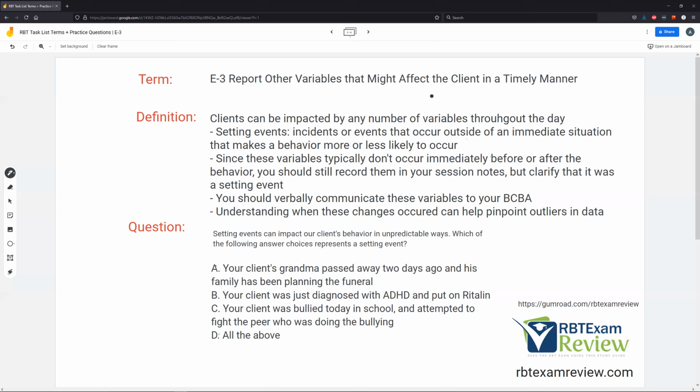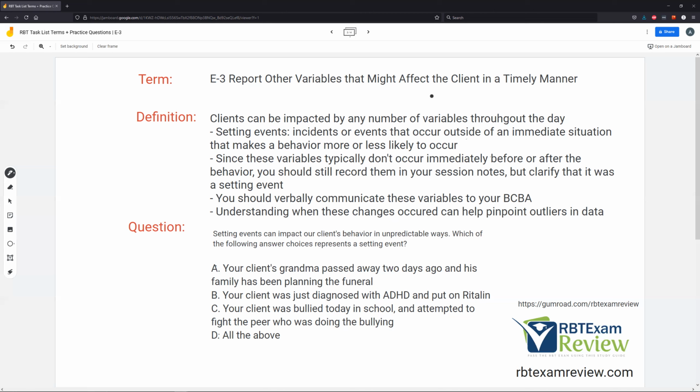Since they don't typically occur before or after the behavior, you should still record them in your session notes, but clarify that it was a setting event. Okay, and we're going to get to some examples afterwards, right? Verbally communicate these variables to your BCBA. It's something that comes up in conversation when you're just discussing the case.